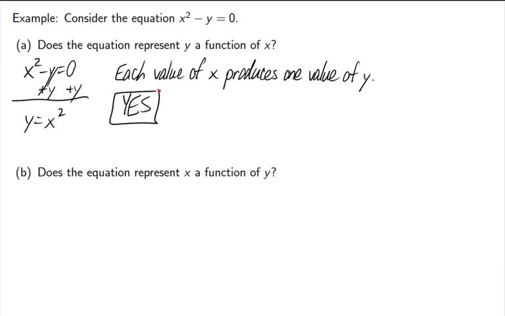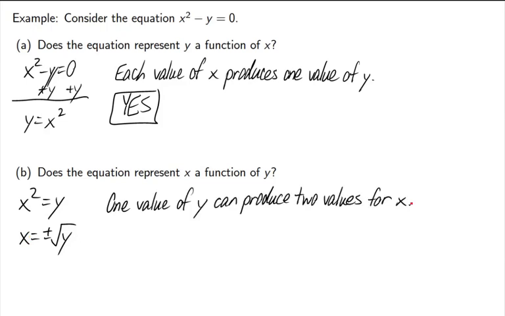How about the other way around? Does the equation represent x as a function of y? Let's look at it from the other direction. x squared equals y. And then let me solve for x by taking the square root of both sides. And remember, when I take a square root, I need a plus or minus. Now this looks completely different from what I did earlier. So you'll notice that if I plug in a value for y, I'm going to get two values for x. That is not a function. So let's write this down. One value of y can produce two values for x. That means it is not a function.